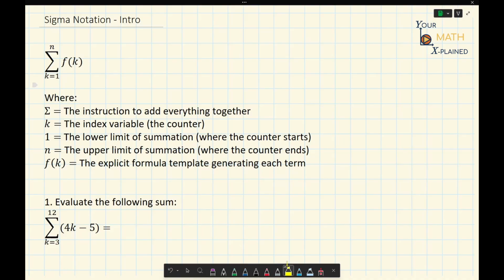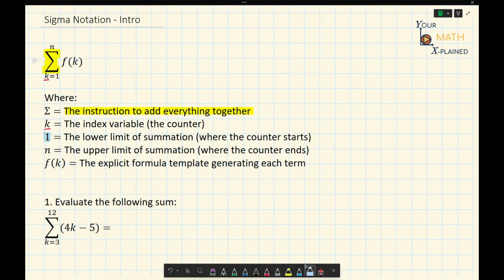The sigma notation uses the capital Greek letter sigma, which is this letter right over here, and it stands for sum. Think of it as a machine with a starting instruction, an ending instruction, and a formula template. And how it works is we start with the sigma notation to indicate that this is a sum, so we're going to be adding everything together. Next, we're going to have an index variable, so this is the letter that you see under the sigma. And this can be k, i, j, any letter.